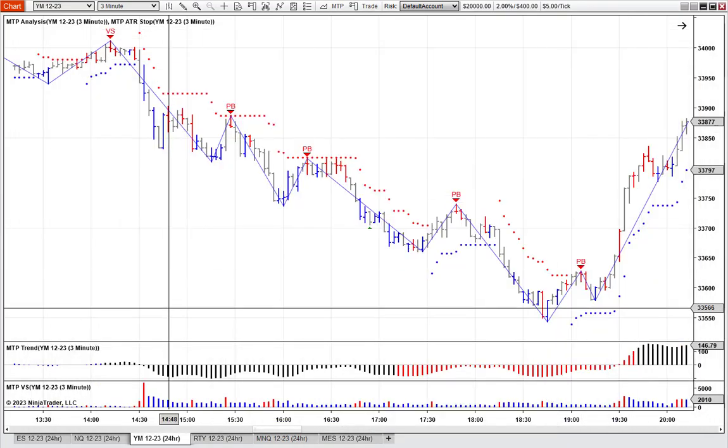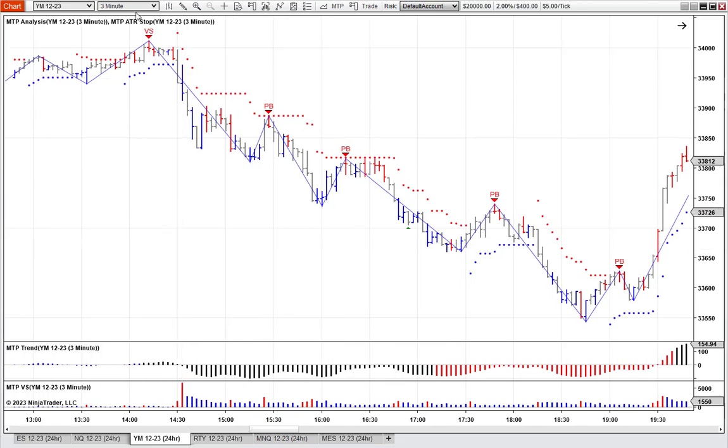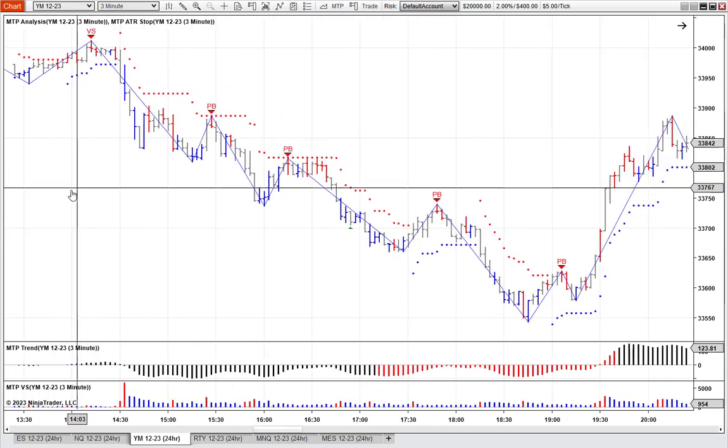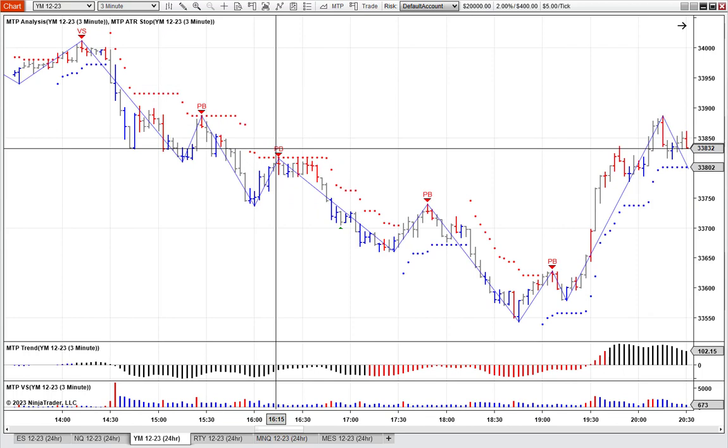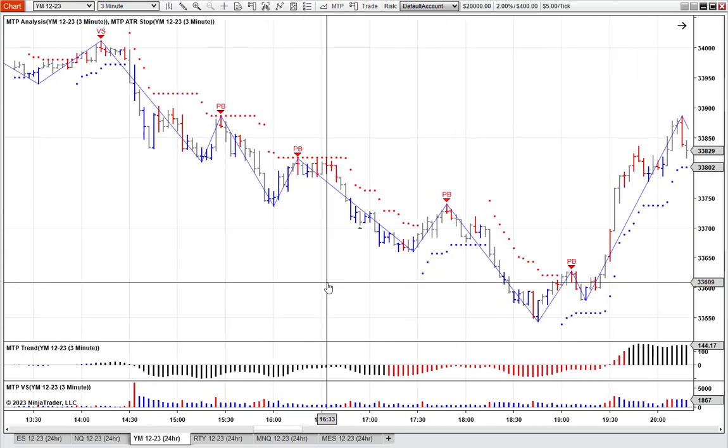Right, let's have a look at a recent example. This is a chart of the 3-minute YM, but it could be any market, any time frame. This is our new pullback or minor pullback trade setup. You can see our normal MTPredictor trade setups on the chart, but this is our new one here. We've highlighted it with PB. The idea behind the setup is what it's designed to do.